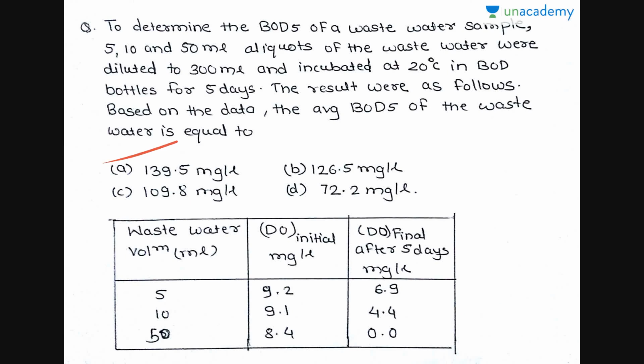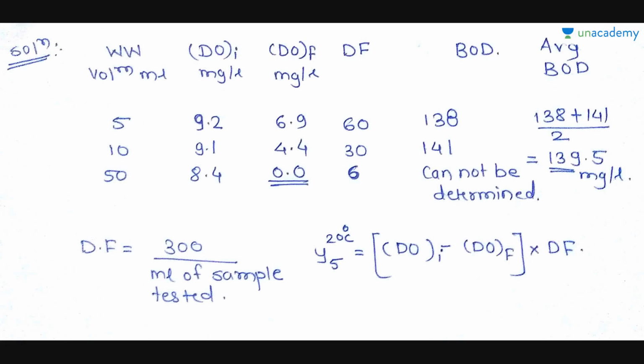So option A they have given is 139.5 mg per liter. Option B is 126.5 mg per liter. Option C is 109.8 mg per liter, and option D is 72.2 mg per liter. Wastewater volumes they have given are 5, 10 and 50. DO initial values and DO final values are given in the question. So what we can do is solve this in a tabulated way. So volumes 5, 10, 50 are given. DO initial 9.2, 9.1 and 8.4. DO finals are given as 6.9, 4.4 and 0.